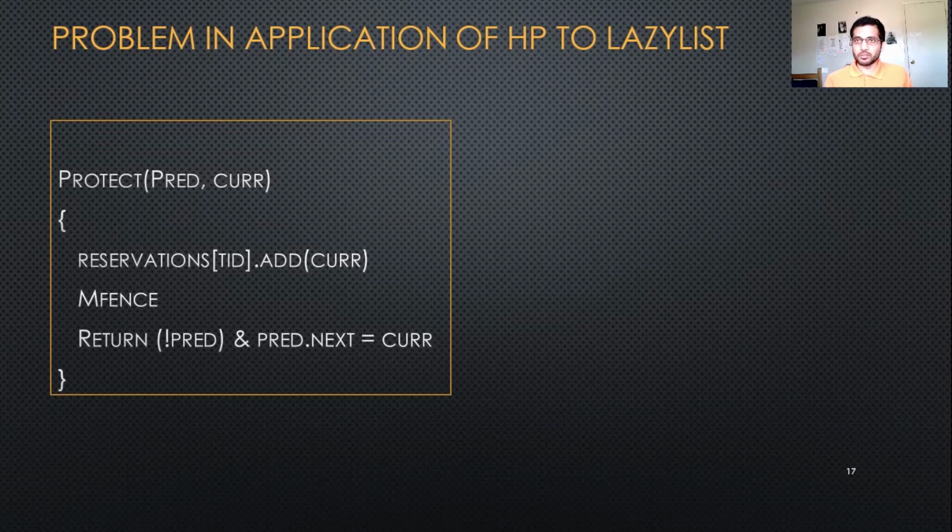And the way you do this is as follows: you verify that the pred node is not marked, and the pred's next still points to the current node. Together this means that the current node, when it was announced, was still reachable. So that means you correctly protected the node.